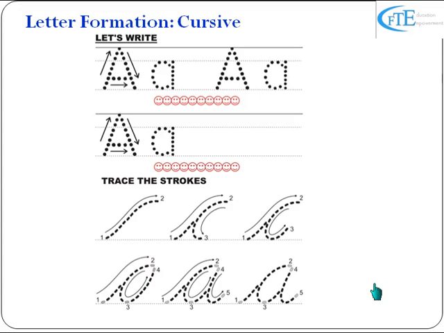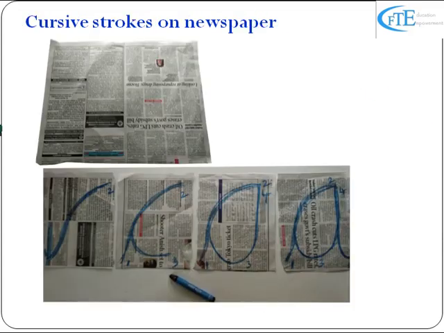Now, before the child writes on paper, it's a very good idea to practice on an old newspaper. Take half a newspaper, cut it into 4 pieces, and then get your child to practice the strokes of the cursive letter on these 4 pieces of paper. Initially, the first stroke, then the second, repeatedly with a jumbo crayon, then the third. Let your child follow the numbers. And finally, the complete letter.